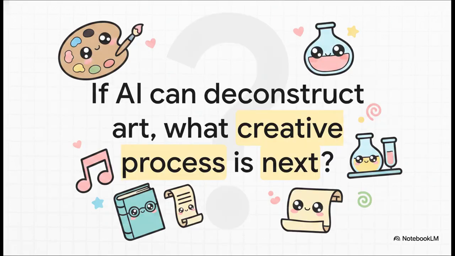And that kind of leaves us with this one fascinating final thought to chew on. We've just seen how AI can deconstruct the how behind a piece of visual art. So the question is, what creative process is going to be deconstructed next? What's it going to mean when we can reverse engineer the formula for a hit song, or a compelling story, or maybe even a scientific breakthrough? The possibilities are absolutely staggering.